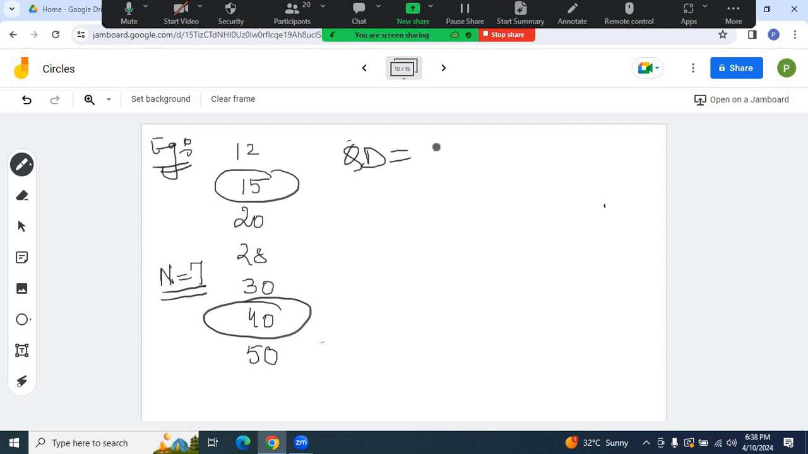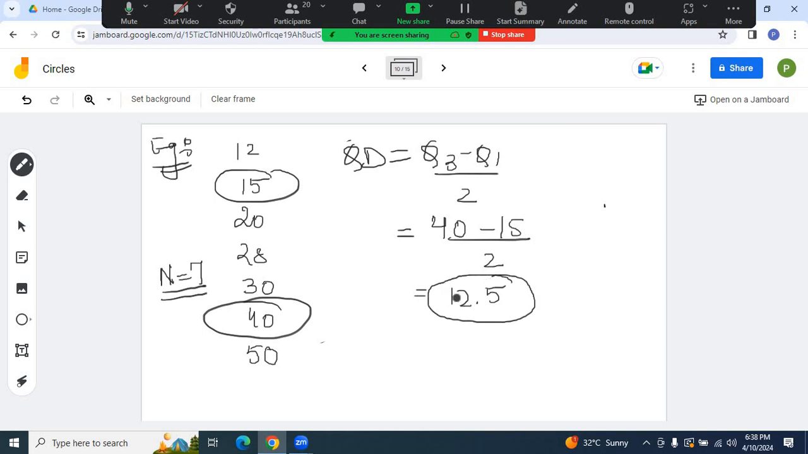Quartile deviation formula is (Q3 minus Q1) upon 2. Q3 is 40. 40 minus 15 upon 2. 40 minus 15 is 25. 25 upon 2 is 12.5. So the deviation is 12.5. Now if I find the coefficient of quartile deviation, it will be (Q3 minus Q1) upon (Q3 plus Q1).